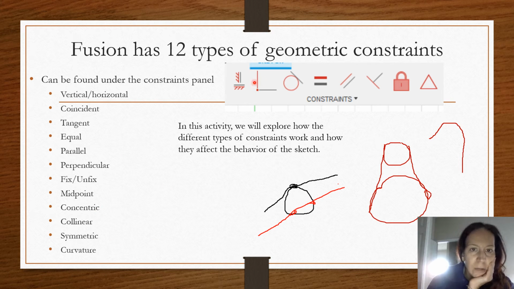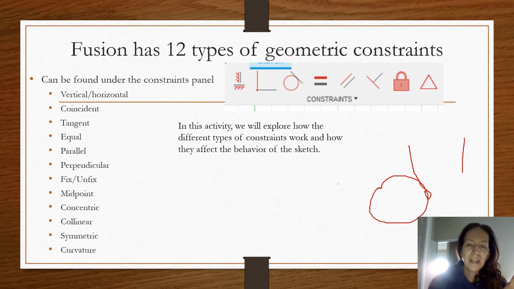Next one is an equal constraint. And that's pretty straightforward. That just takes two segments or two circles, two elements of your sketch, and makes them exactly the same size. It doesn't say what the dimension has to be. It just says that whatever the dimension is going to be, it's the same. I think the next ones are fairly obvious.